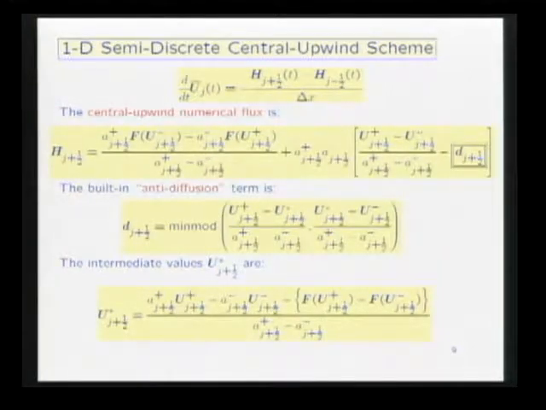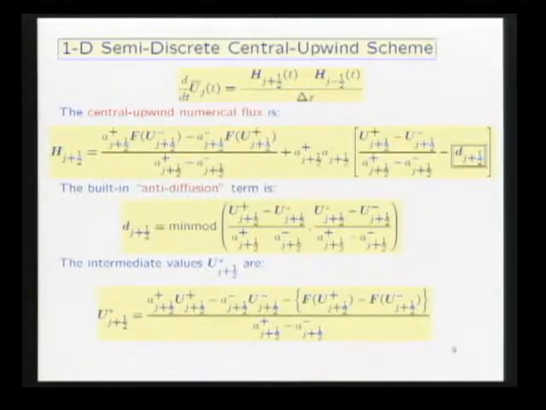So the scheme is a semi-discrete scheme. To obtain a fully discrete scheme, one needs to use an ODE solver. I write it in the flux form. These are the numerical fluxes, capital H, obtained from the physical fluxes and these values of u plus, u minus, a plus, a minus, which I introduced. So this is a scheme for a general system of conservation laws.